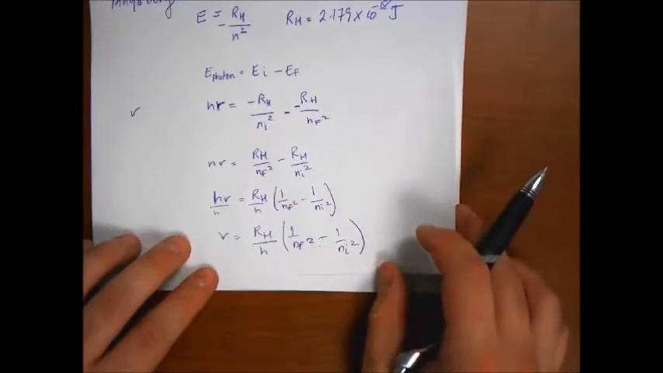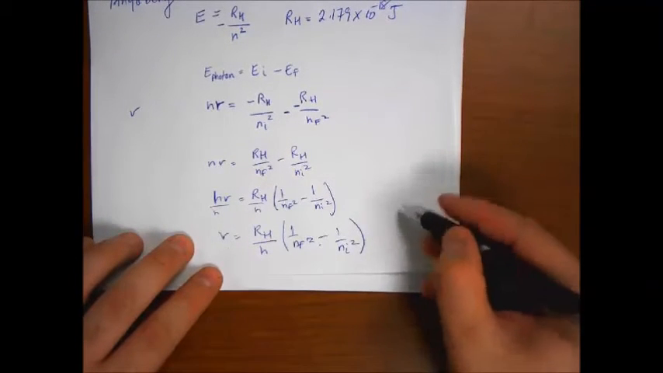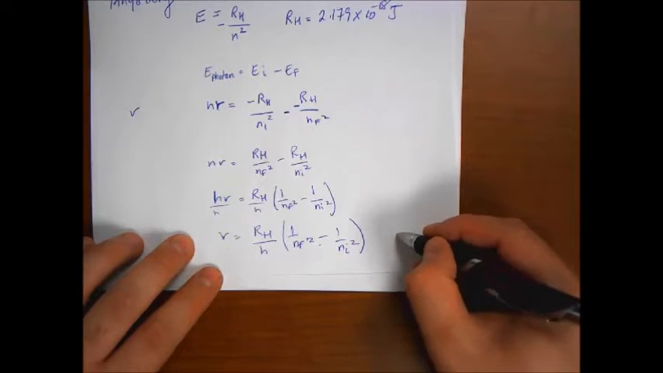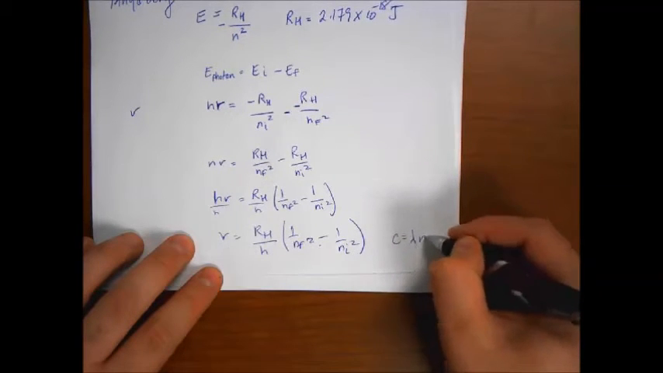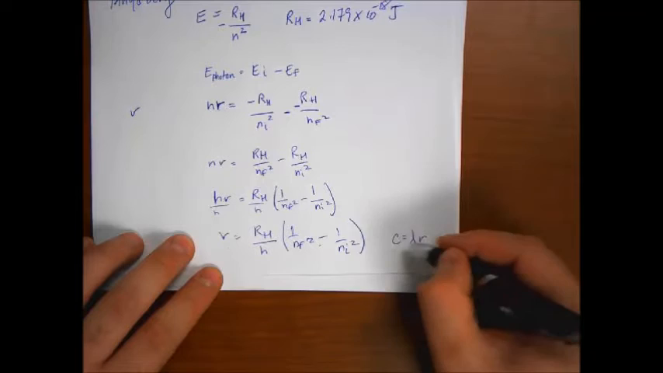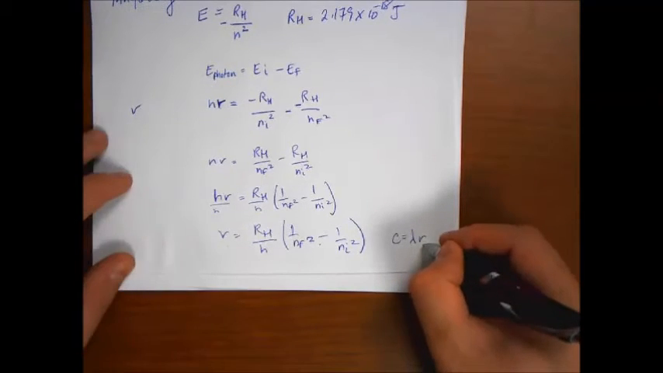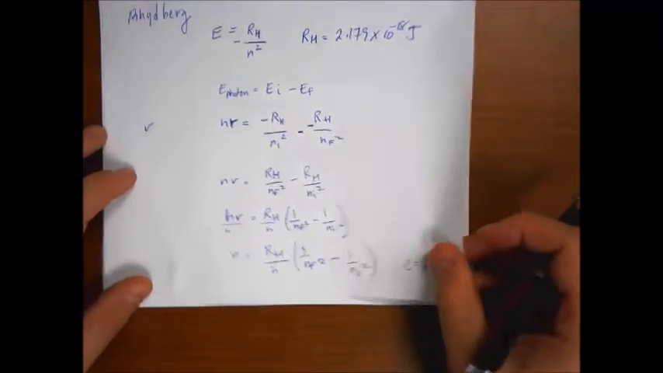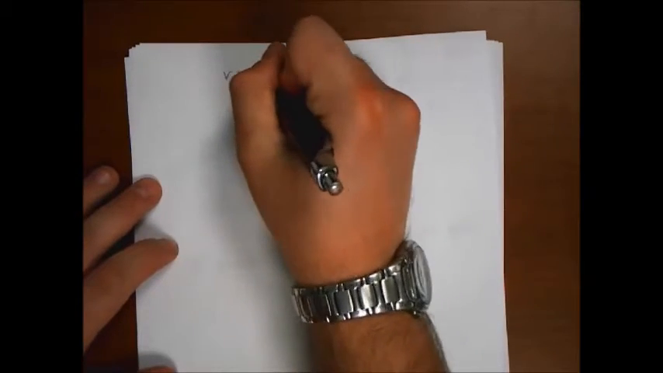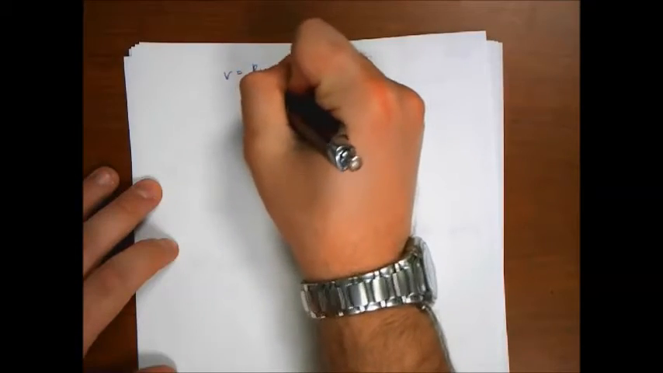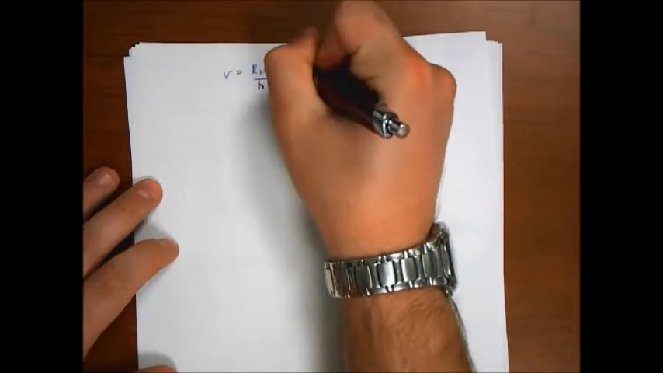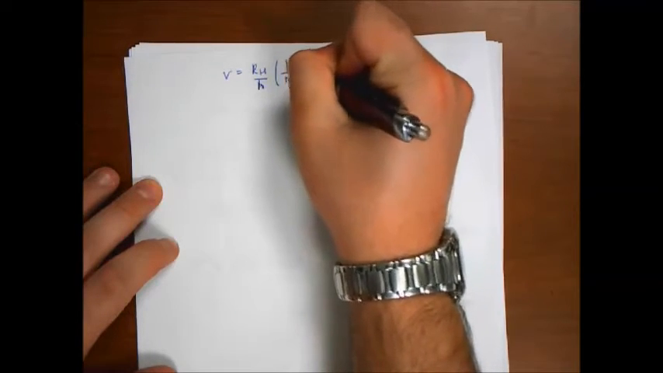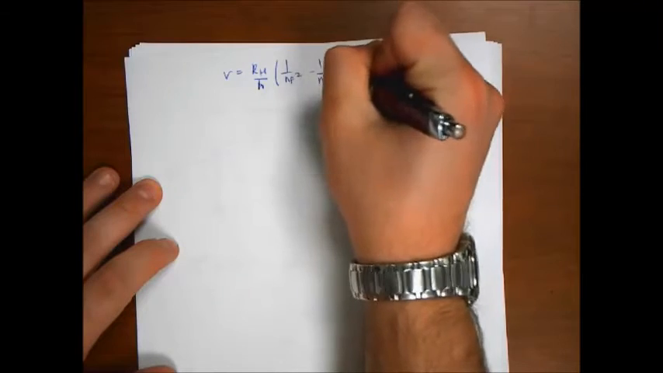Now, I showed you the derivation, but knowing that c is equal to lambda nu, you can also plug in for this, and we can get a second equation. So I'm going to flip over here. Starting with the frequency is equal to R_H over h. So this is what we have from the previous page. 1 over n_f squared minus 1 over n_i squared.